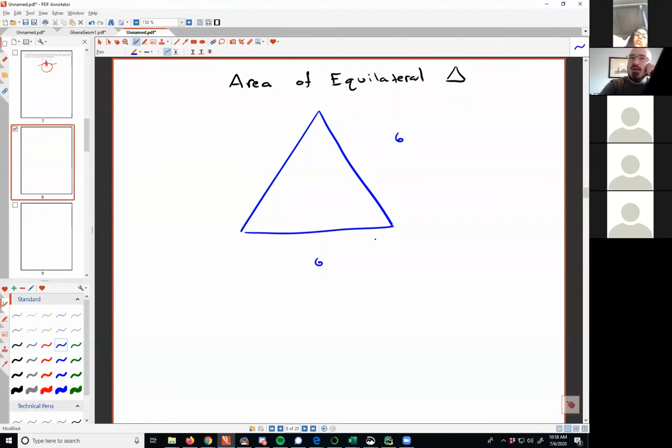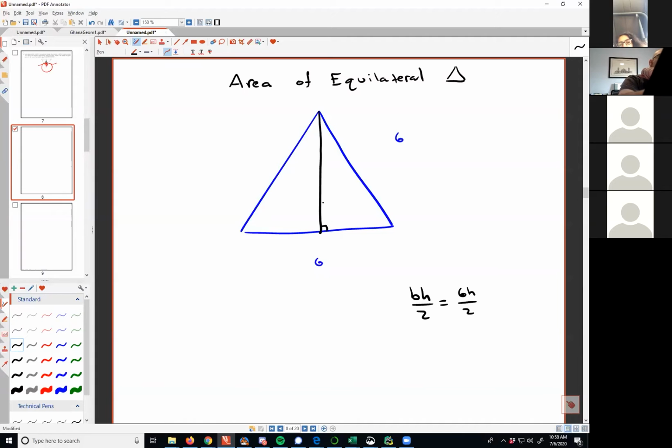Now, what we know is that the area of a triangle is base times height divided by 2, right? So we want some way to compute base times height over 2. Well, we have the base already. So it's going to be 6 times the height divided by 2. And we need the height now. How do we find that height? Pythagorean theorem.